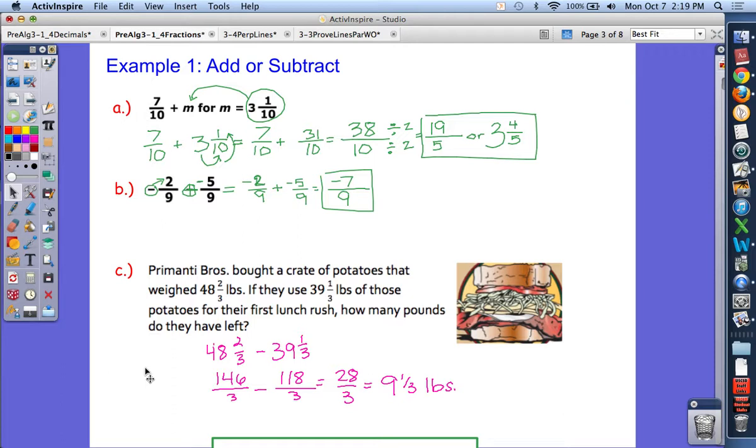I'm going to stop here. You're going to go on to the next part of the video to get the rules for multiplying and dividing.